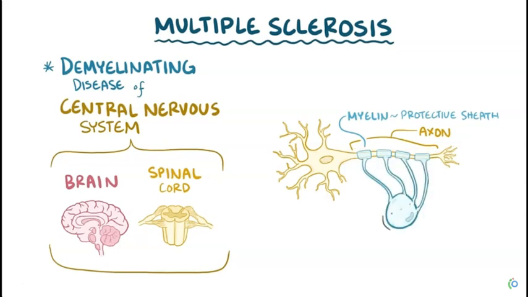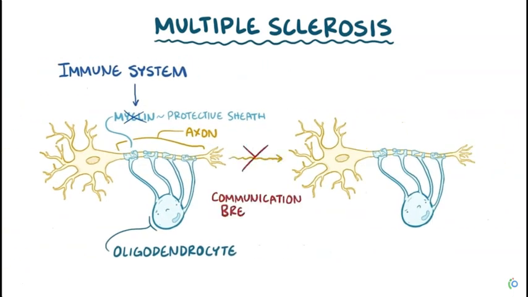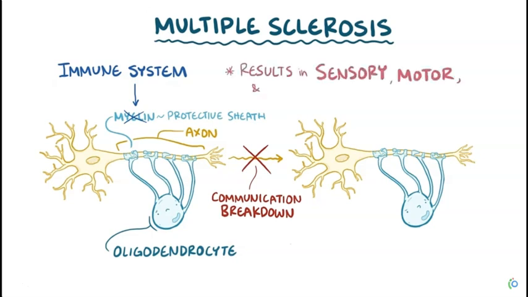This myelin is produced by oligodendrocytes, which are a group of cells that support neurons. In multiple sclerosis, demyelination happens when the immune system inappropriately attacks and destroys the myelin, which makes communications between neurons break down, ultimately leading to all sorts of sensory, motor, and cognitive problems.